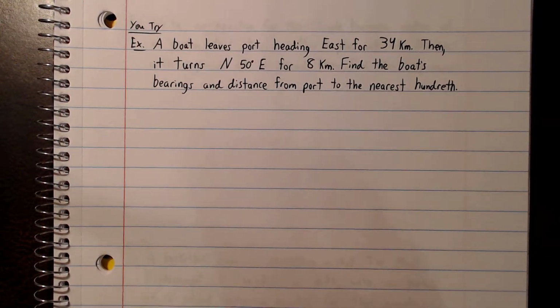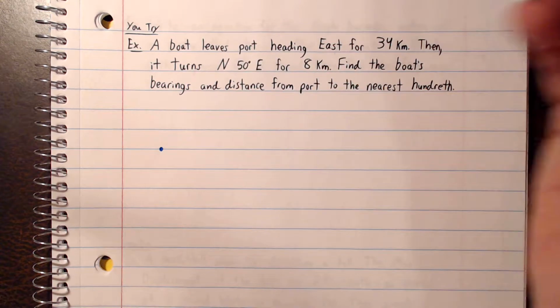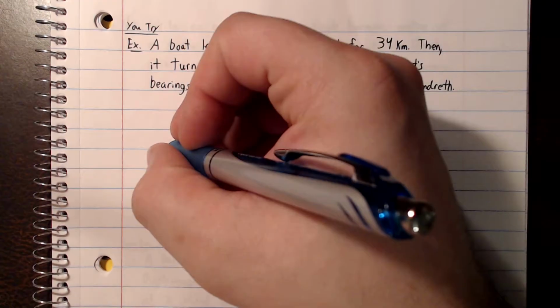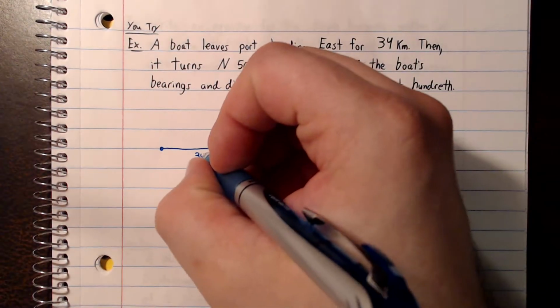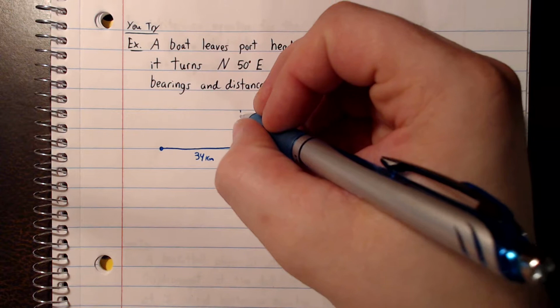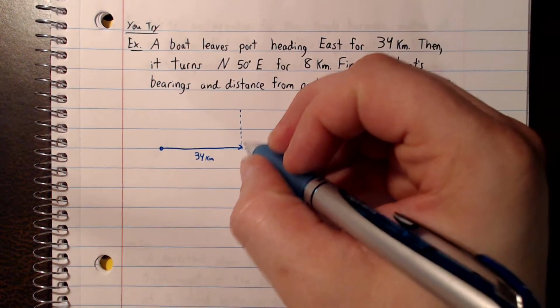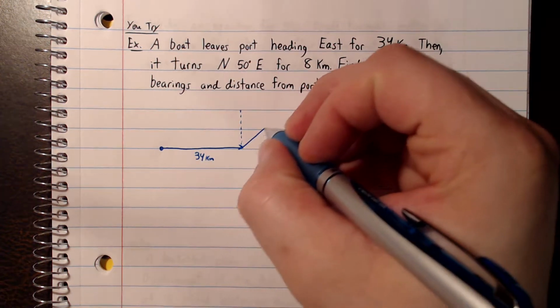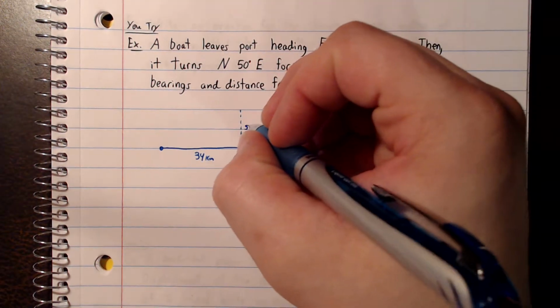We drew a picture which really helped out, I think. All right, we started at port, which is just a dock, and it headed east. This time they were heading east for 34 kilometers. And then all of a sudden, they're turning north. So here's our north line. And east, which would be out this way. 50 degrees.